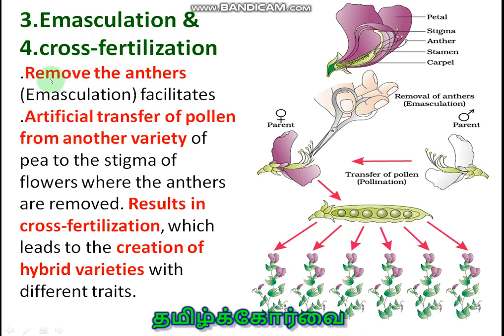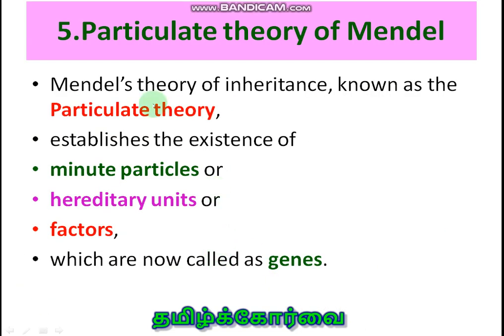What is emasculation? It is the removal of anthers. Why should the anthers be removed from the purple flower? In order to transfer the pollen grains from the white flower. So we are going to cross artificially. This is called hybridization between the purple flower and white flower. So pollen grains are transferred. That is called cross fertilization or cross pollination. Okay, so we are able to create the hybrid varieties.